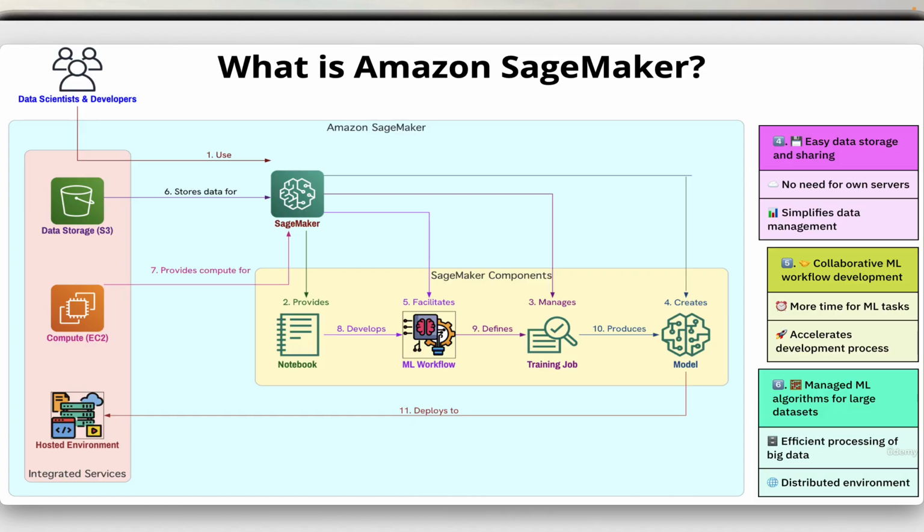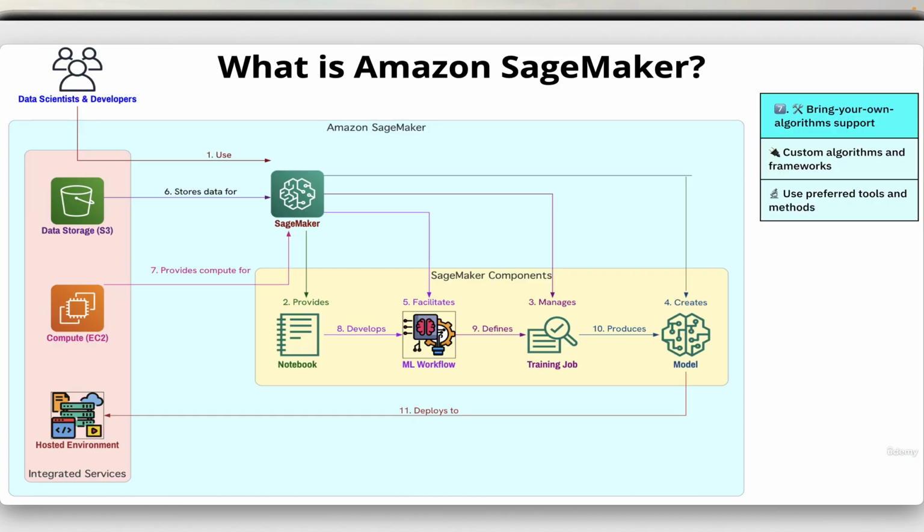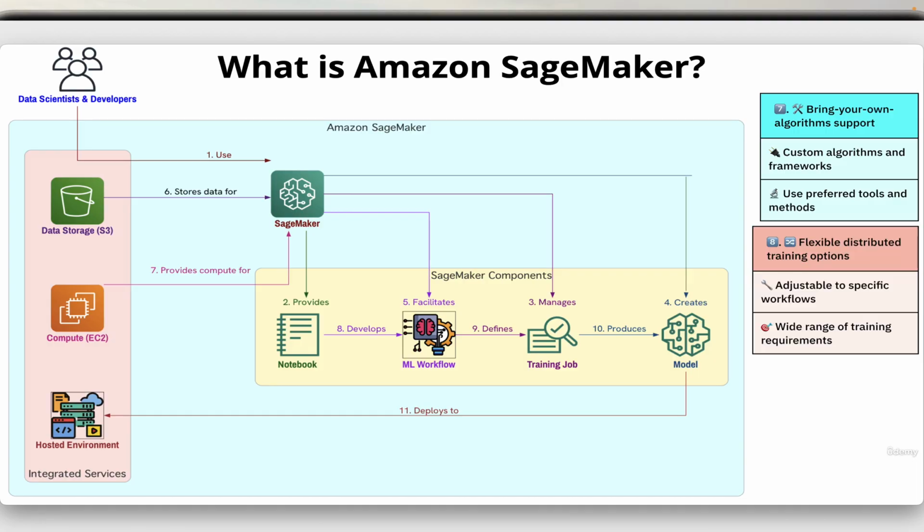SageMaker offers managed ML algorithms that can efficiently process extremely large datasets in a distributed environment. This capability allows for handling big data ML tasks without worrying about the underlying infrastructure. SageMaker provides built-in support for custom algorithms and frameworks. This flexibility allows data scientists to use their preferred tools and methodologies within the SageMaker environment. The platform offers flexible distributed training options that can be adjusted to specific workflows. This adaptability ensures that SageMaker can accommodate a wide range of ML training requirements.